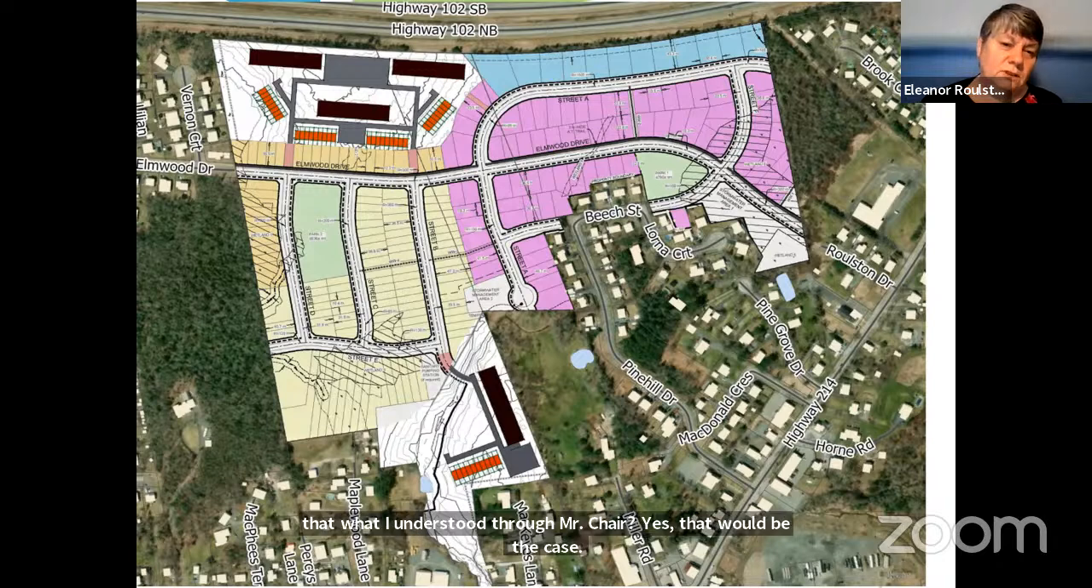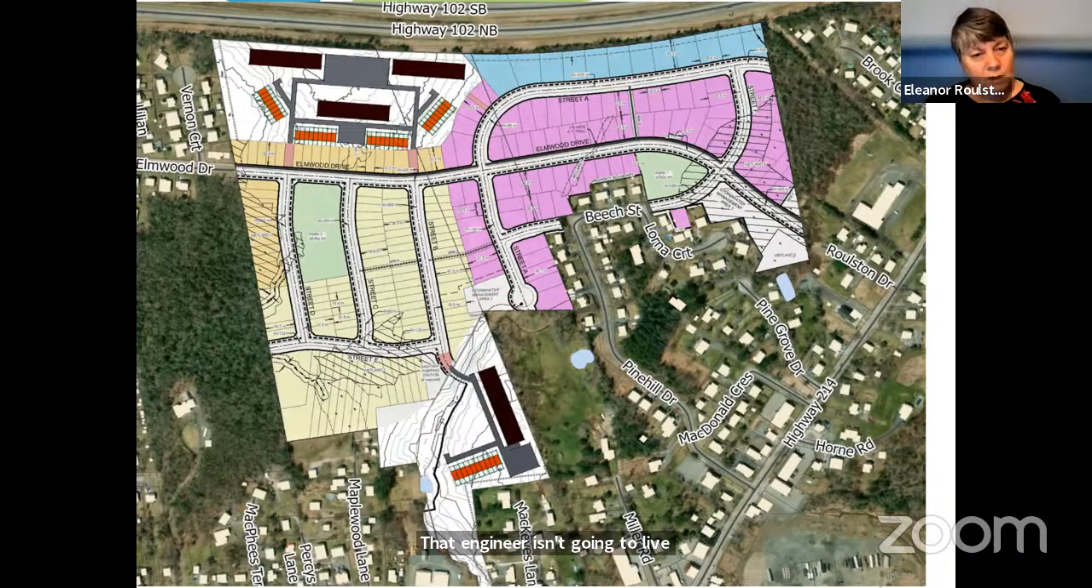That engineer isn't going to live forever. What happens then? What happens when, for whatever reason, that engineer is no longer with us and this hasn't been settled or a problem occurs? I'm curious about that. I guess I was thinking that the responsibility would be with the developer and would stay with the development at large, but I can understand that it doesn't if the developer doesn't own anything there anymore. So I think there's a gray area there. And this is an area with pre-existing stormwater issues.